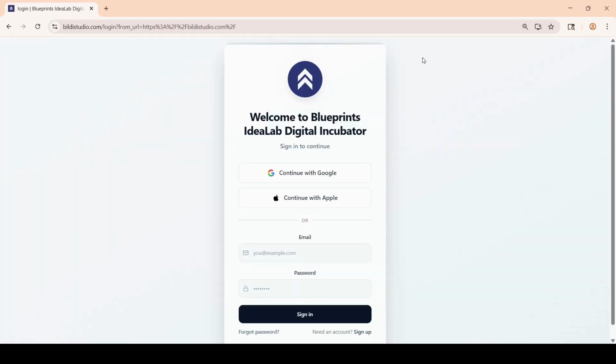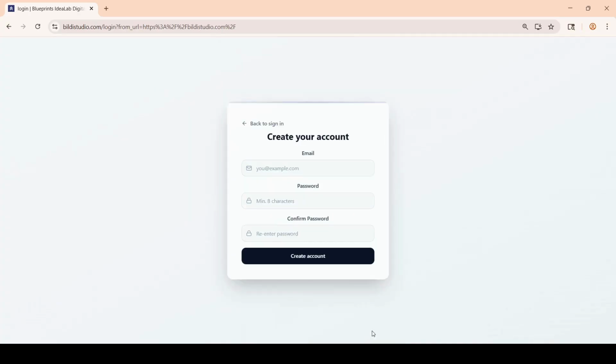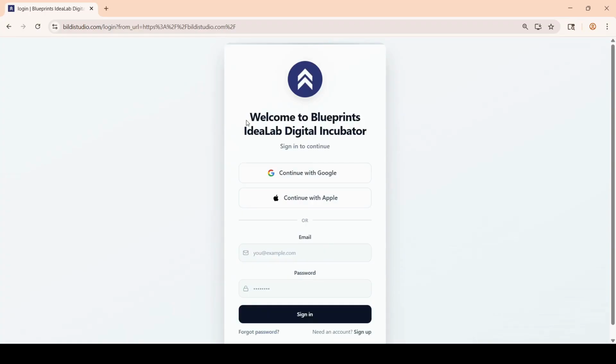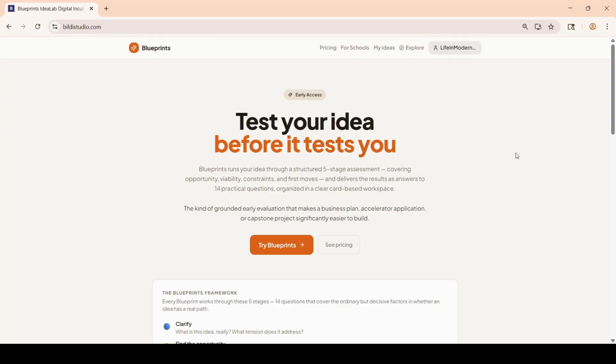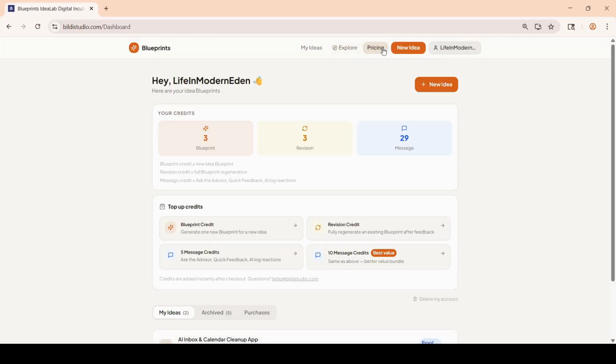From here, I'll log in and show you the actual workflow. A user can create an account with any email address or sign in with Google or Apple and get right into it. Once inside, let's click on My Ideas in the top navigation bar. This is the Ideas dashboard. This is where a user can see their existing ideas, revisit earlier blueprints, continue refining something in progress, or start a new idea from scratch.